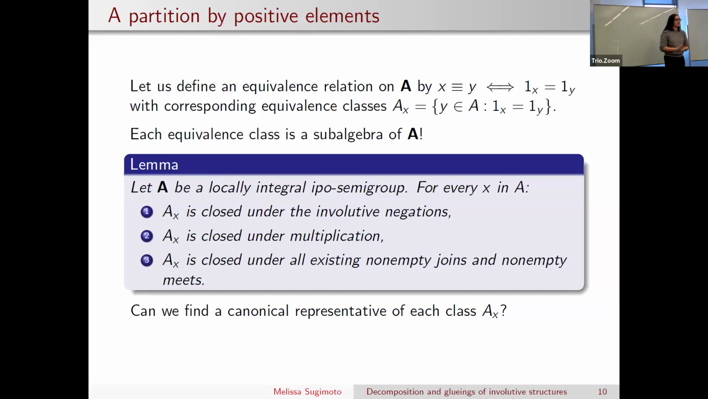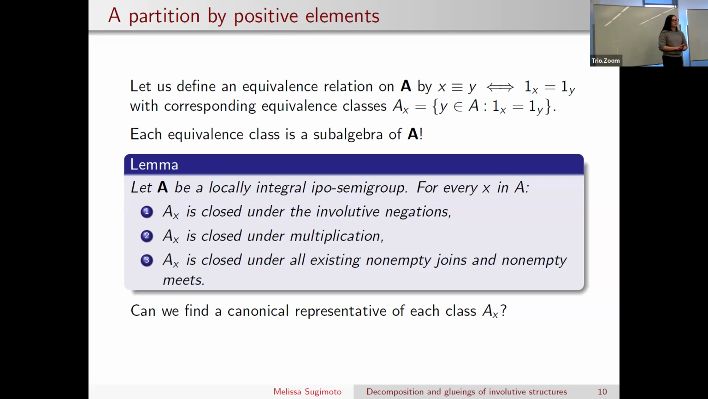Because we first discover that they happen to be subalgebras of the big structure A. When we look at them, we see they're closed under the involutive negations. So if x is in the equivalence class, then tilde x is as well, as is minus x. They're closed under the multiplication operation. They're closed under all existing non-empty joins and non-empty meets. So they're really nice. And we can also see with just a little bit of effort that the top element of each Ax is going to be that element 1x. So they're also integral, which is nice.